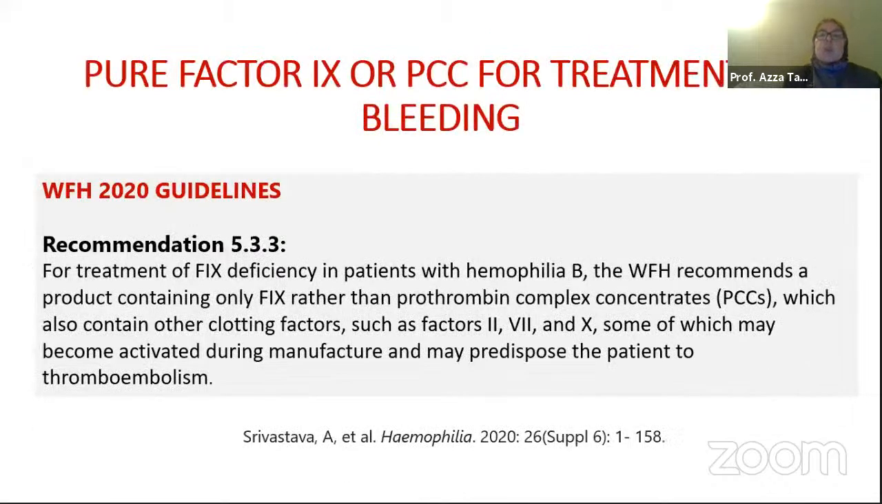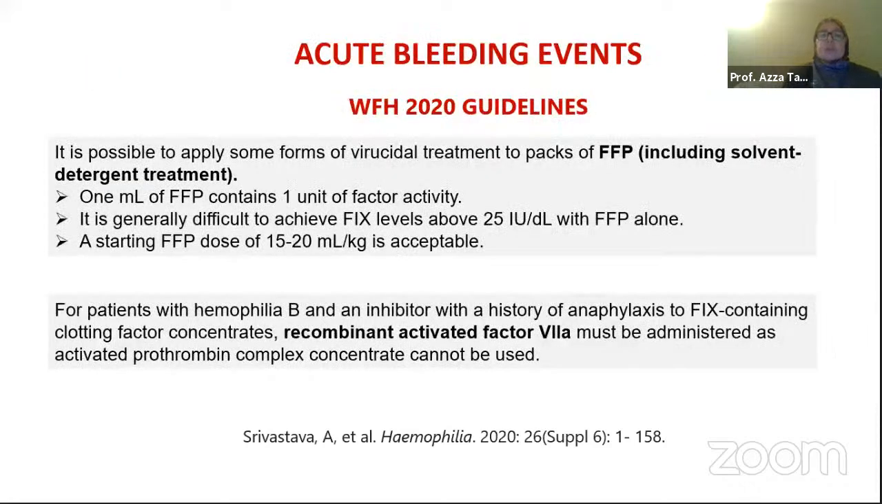What the World Federation of Hemophilia guidelines say, that for treatment of factor IX in patients with hemophilia, it recommends a product containing only factor IX rather than the prothrombin complex concentrate, because it also contains other clotting factors such as 2, 7, and 10, and some of which may become activated and increase the susceptibility to thromboembolic complications.